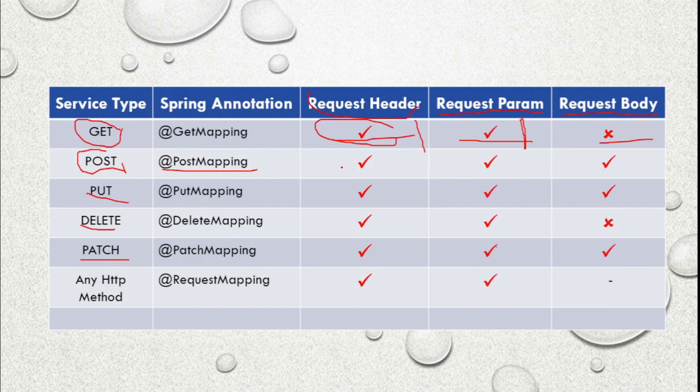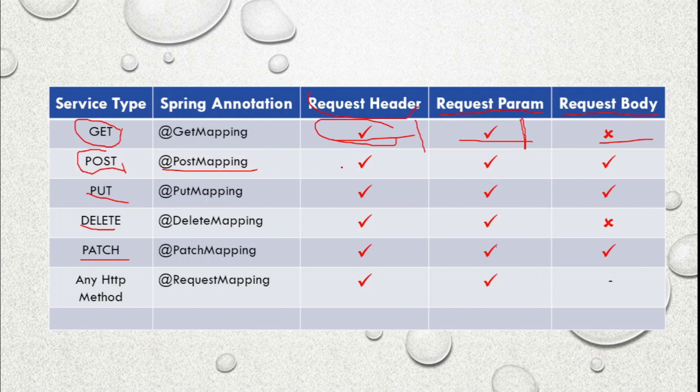Now coming to PUT. The POST is generally used to create a resource or create an entity in the backend. So this is generally used to create new resources.